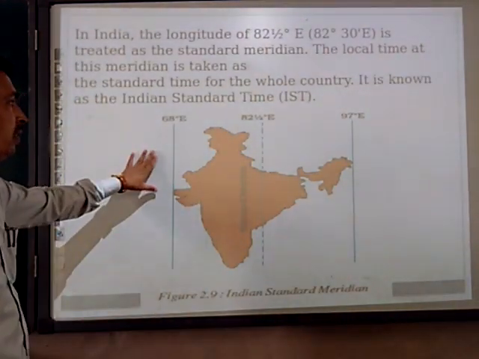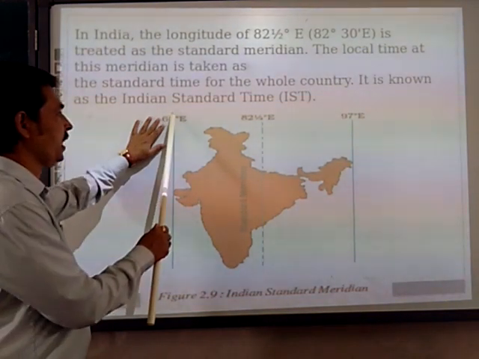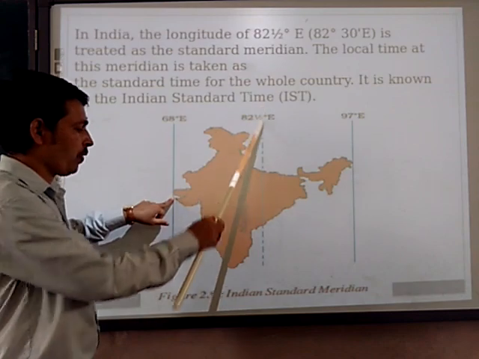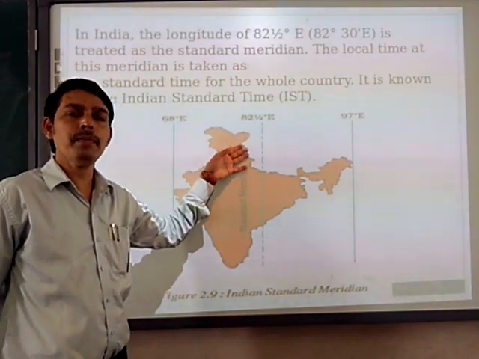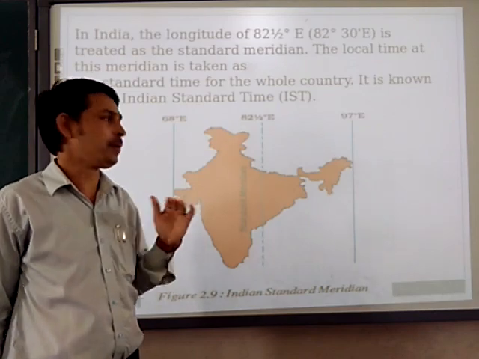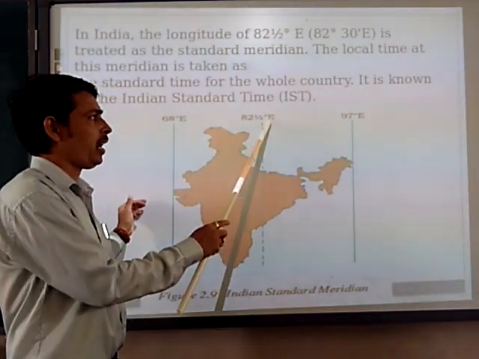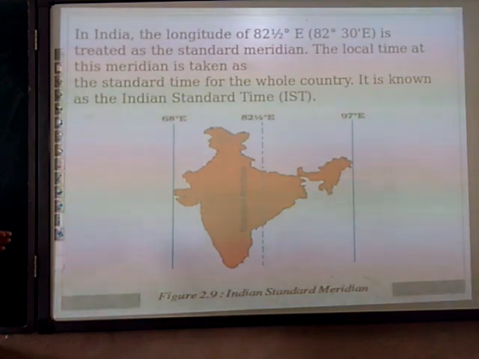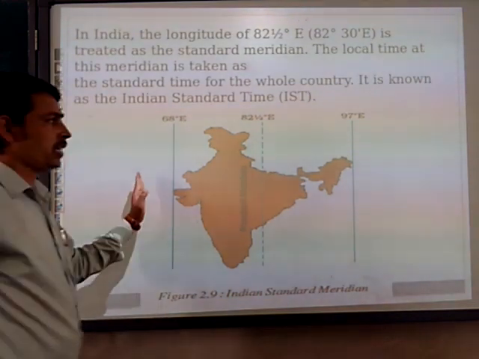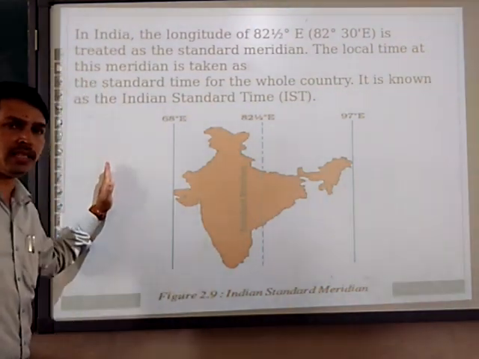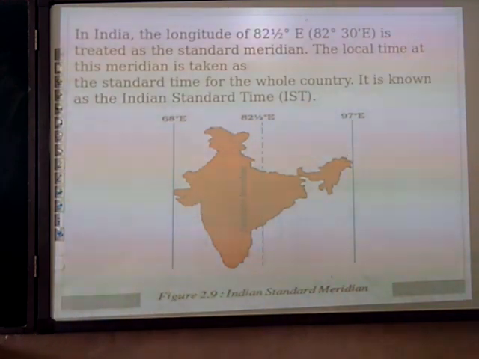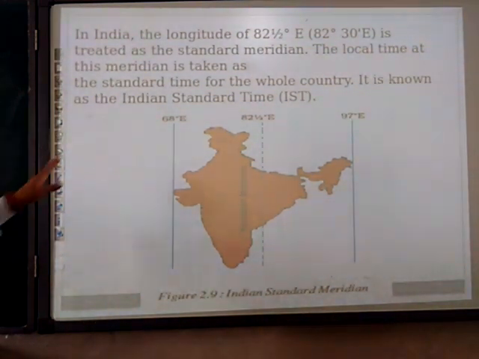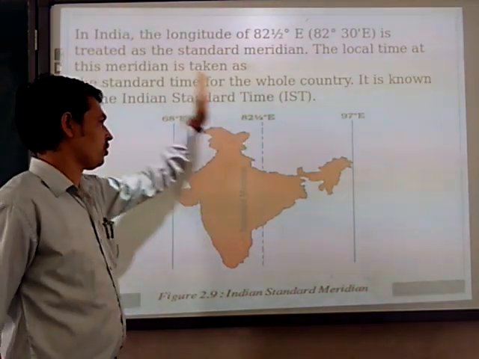See, we are taking the central one, 68 degree from Gujarat. So we are taking this, which is passing through Mirzapur, situated in Uttar Pradesh, 82 and a half degree, or 82 degree 30 minutes east. This side all east are there, this side west are there. Please see properly. These are all eastern longitudes.